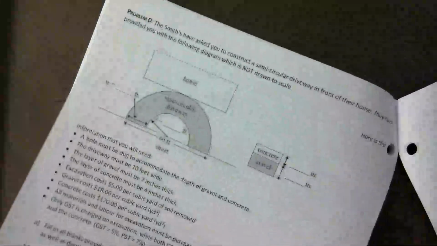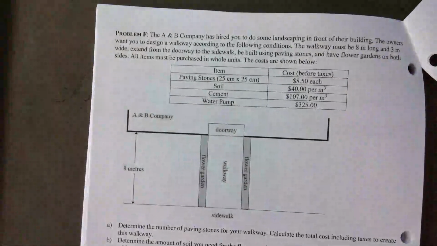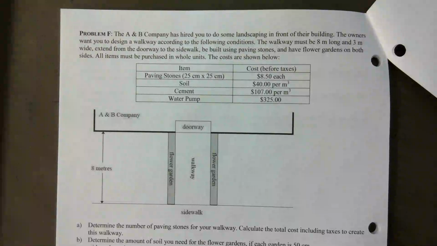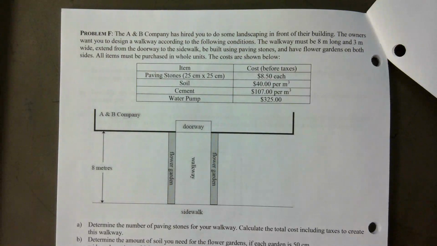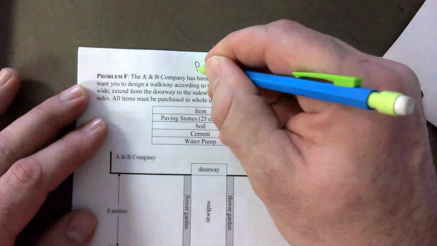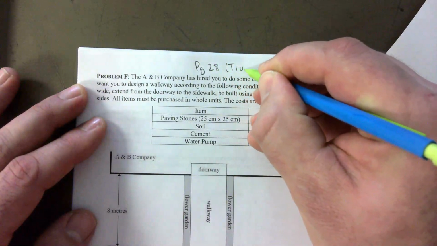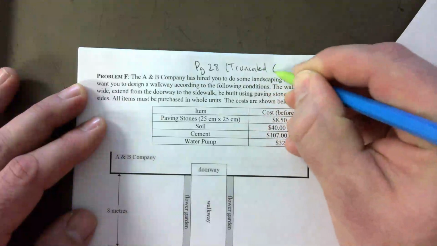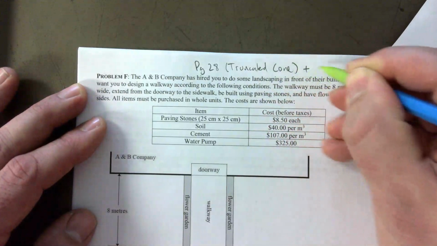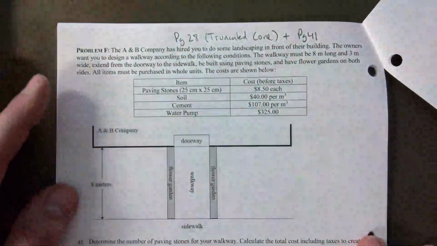I want to give you some class time because I know you need it. If you're done 37, I want you to do 41 as well. Okay. So basically, if you want to give it a try, page 28 is the truncated cone, and then page 41. Plus anything else you need to do.